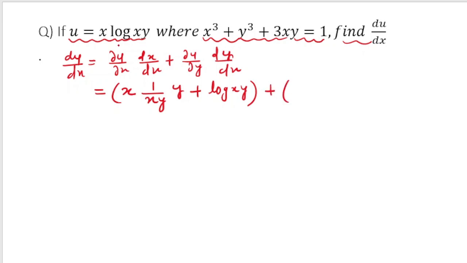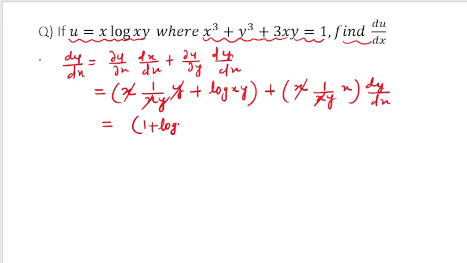What is del u by del y? With respect to y, x is a constant, and log xy will give me 1 by xy, and then xy again with respect to y will give me x, and here I will get dy by dx. So this x and this x cancel, here this x and this x cancel, this y and this y cancel. So I will get 1 plus log xy plus x by y dy by dx.